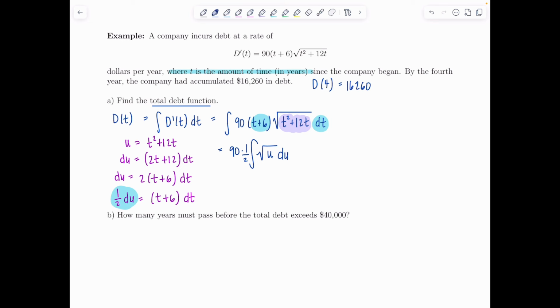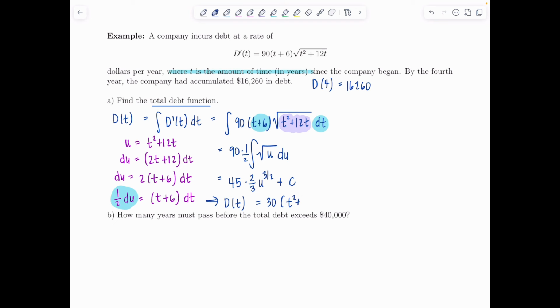Okay, we're ready to roll. This is 90 times 1/2, that's 45. Square root of u is u to the 1/2. So the antiderivative is going to be 2/3 u to the 3/2 plus c. And then cleaning up, this tells me then D of t is 45 times 2/3, that's going to be 90 divided by 3, or 30. Instead of u, I'm going to write what I originally had, the original variable, t squared plus 12t.